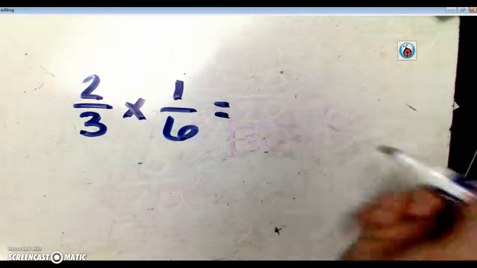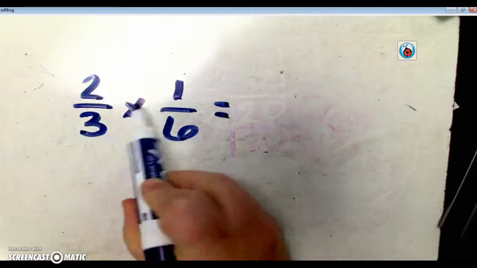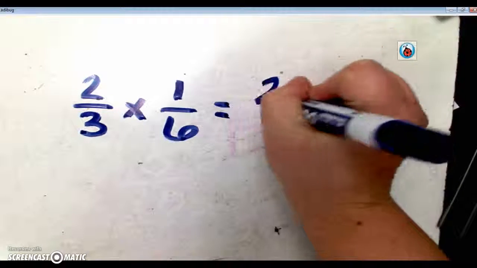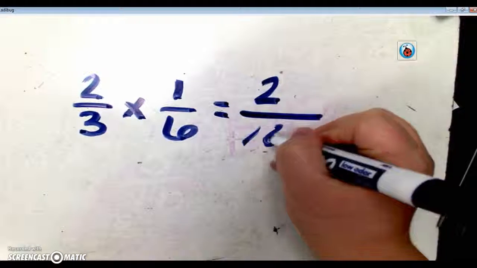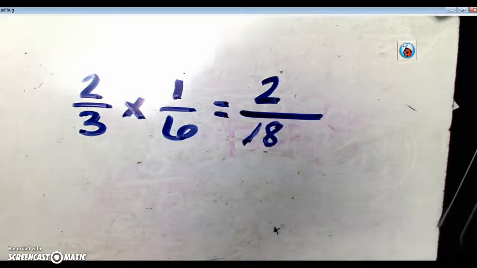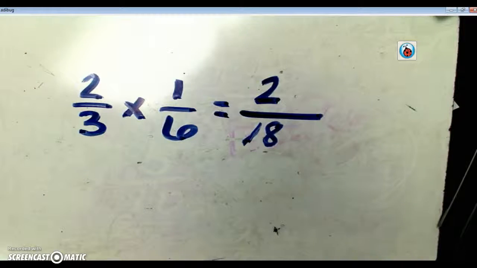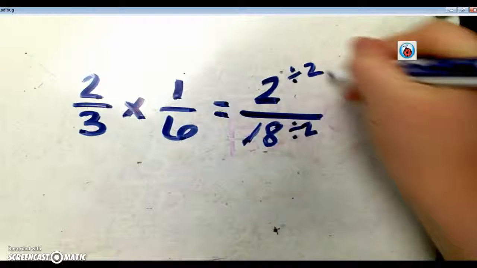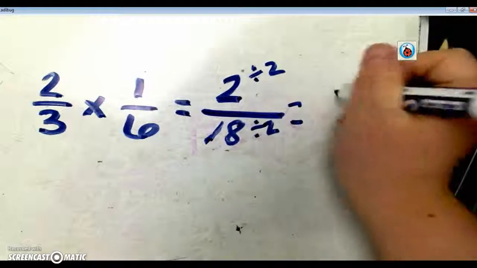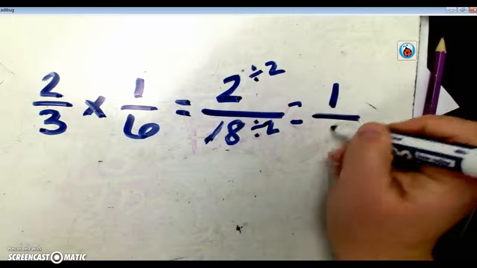Caleb, are you with me, buddy? Okay. My numerators, so I take 2 times 1, which gives me 2. And I take 3 times 6, which gives me 18. What's wrong with 2 over 18 as my answer, Chelsea? It's not simplified. How would I reduce this? How would I simplify this, Gabe? 2 over 18, how could I simplify that? Absolutely. I could divide both my numerator and my denominator by 2. What's 2 divided by 2? 18 divided by 2? 9.